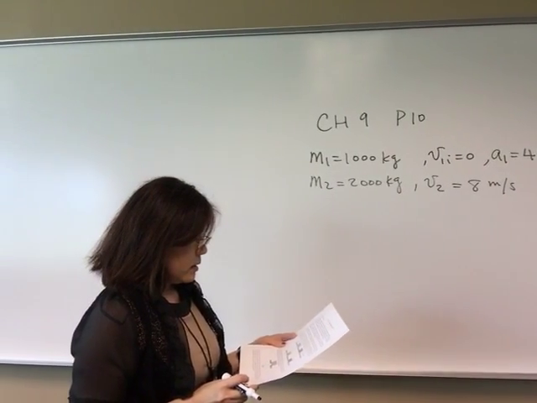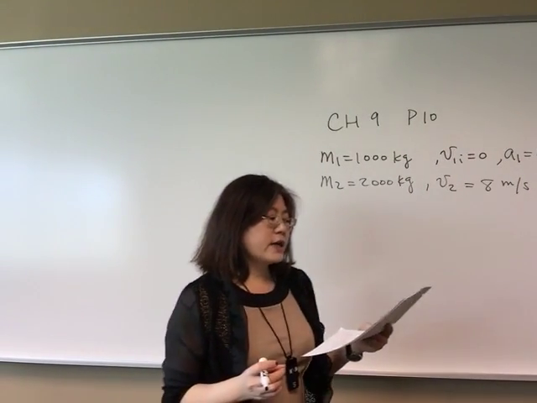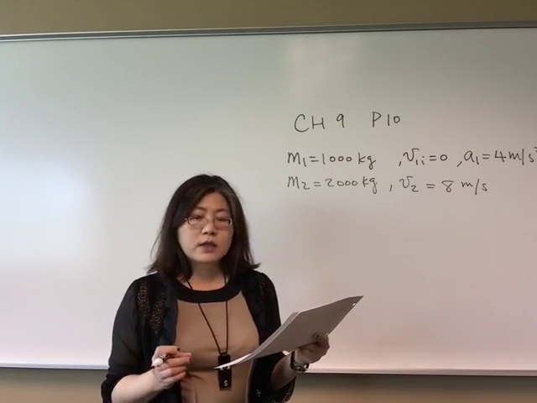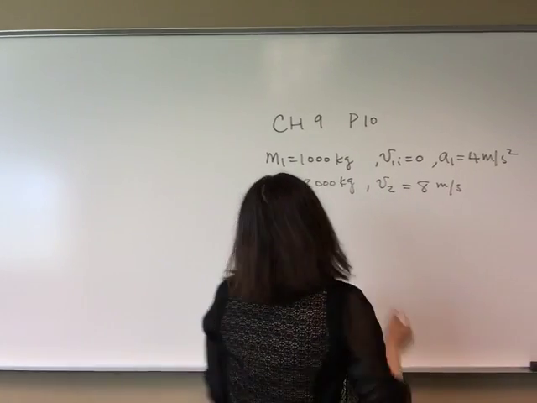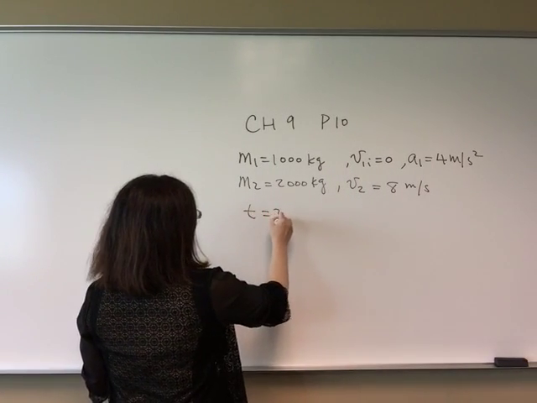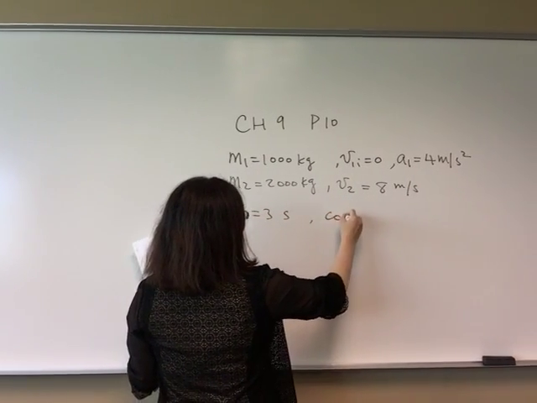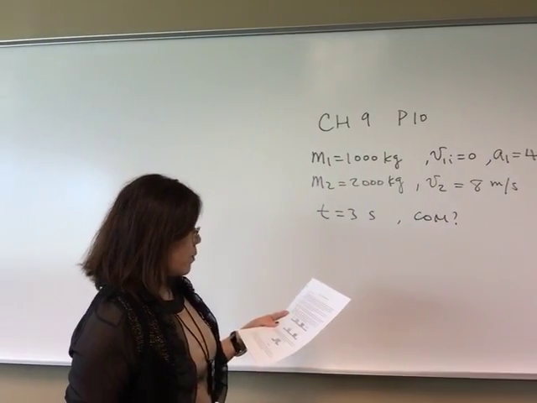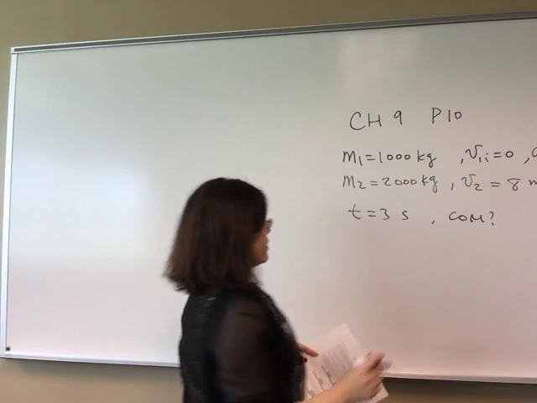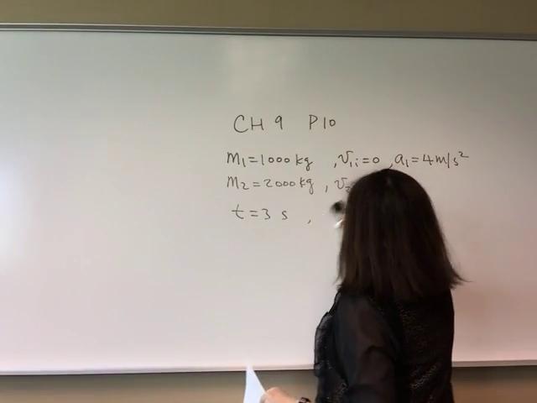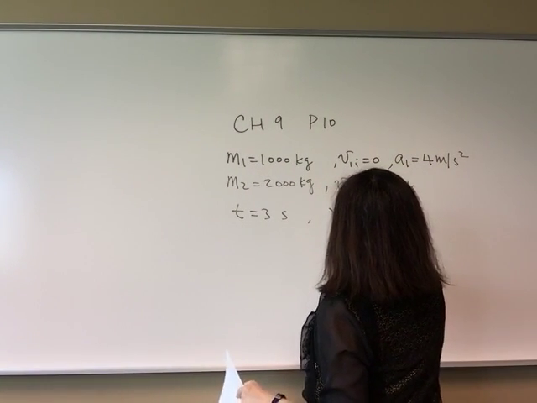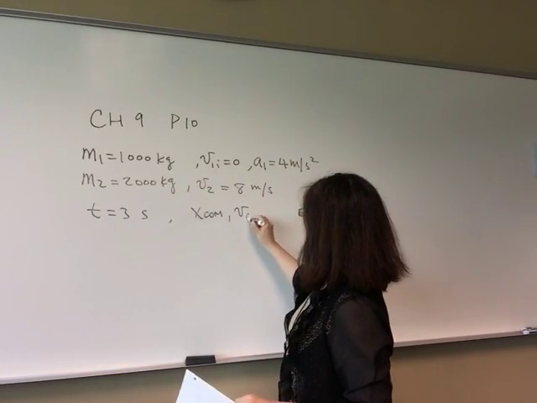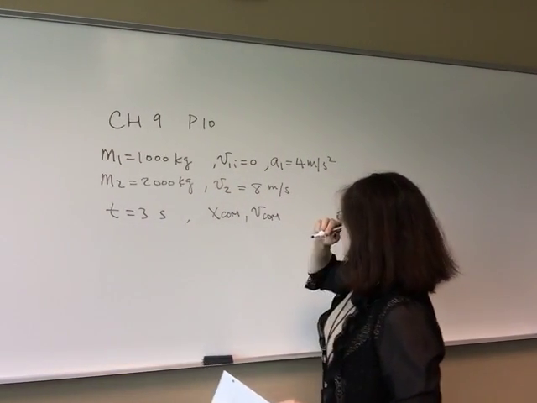So we're asked to find how far the center of mass of the automobile-truck system is from the traffic light when t equals 3 seconds. So at time equal to 3 seconds, where is the COM? And also, what is the speed of the COM then? In other words, you want to find the position of the center of mass, and also the velocity of the center of mass.